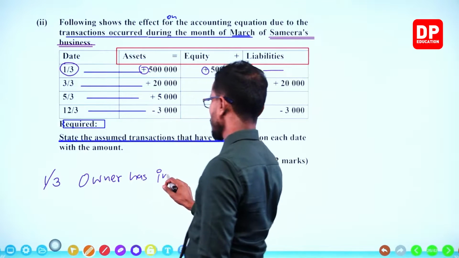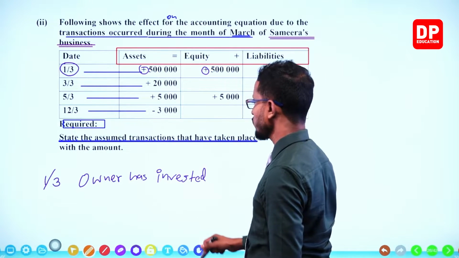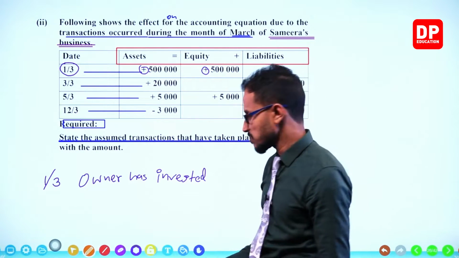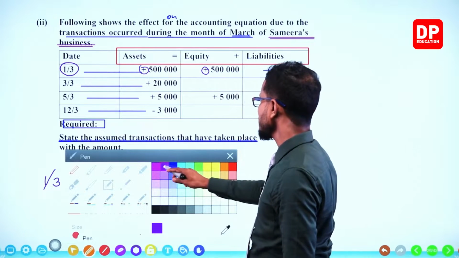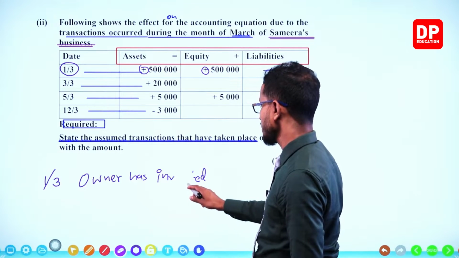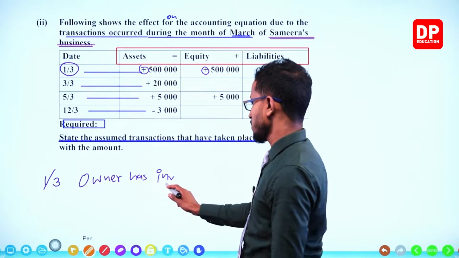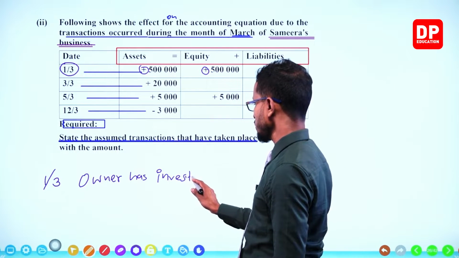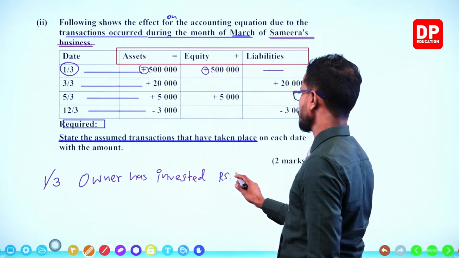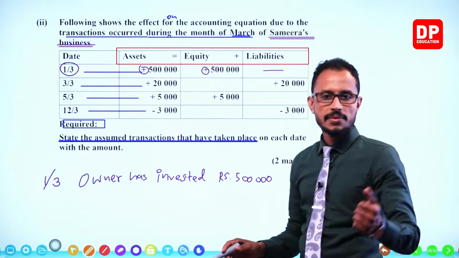Use professional terms. Don't write words like bring, owner gave. Use good words, professional business terms. Owner has invested. See, invested. I'm erasing the word. Invested. Now can you see? Invested. Good. 500,000 as capital. Okay.